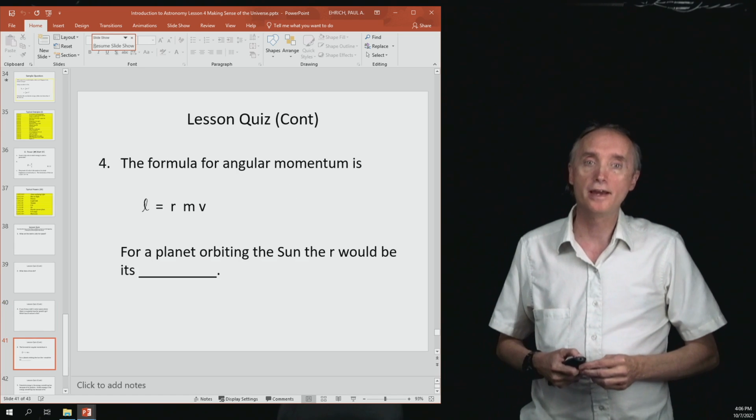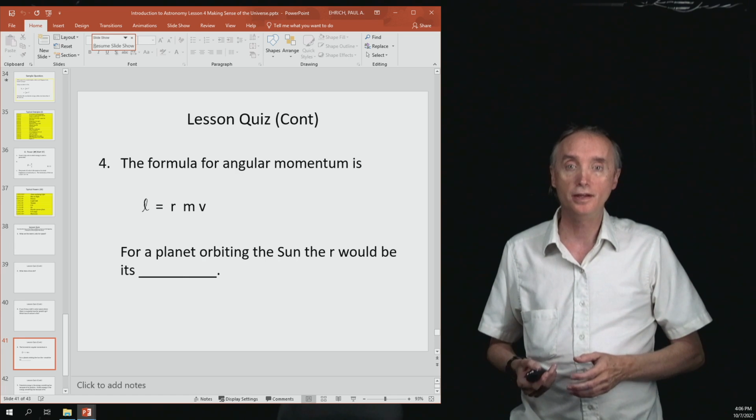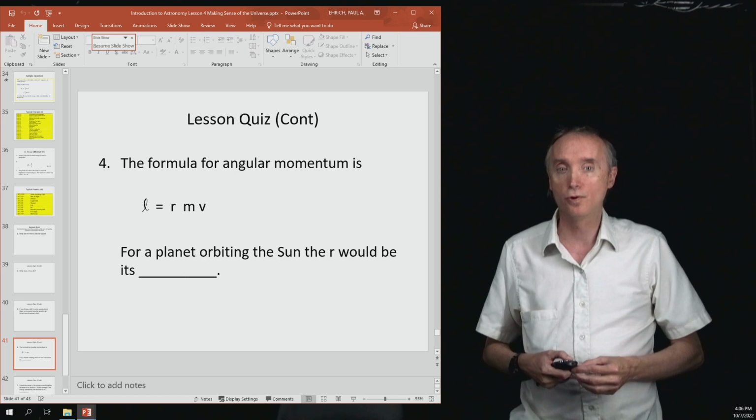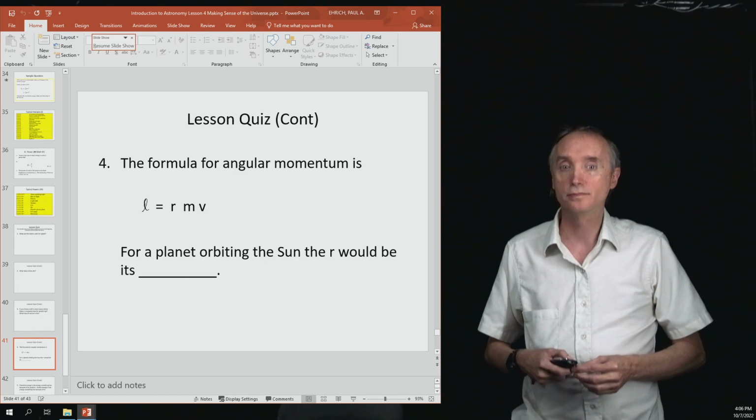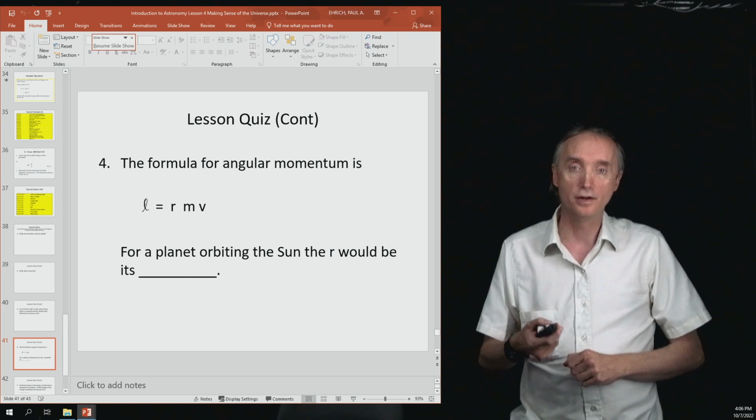The formula for angular momentum is L for angular momentum equals R times M times V. For a planet orbiting the sun, the R would be its distance from the sun. So the distance from the planet to the sun, that would be the R that goes into that formula.